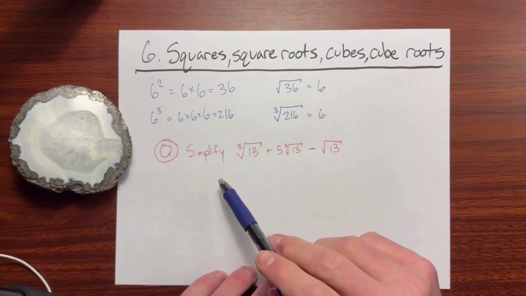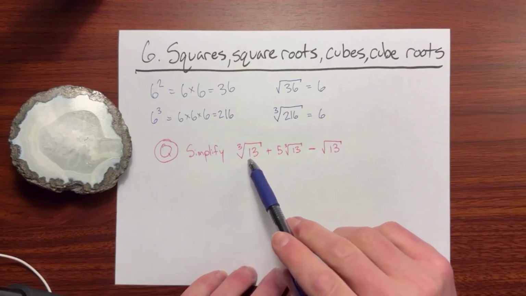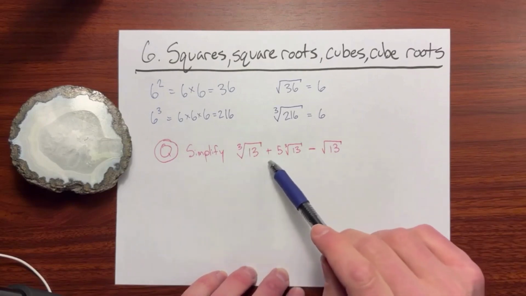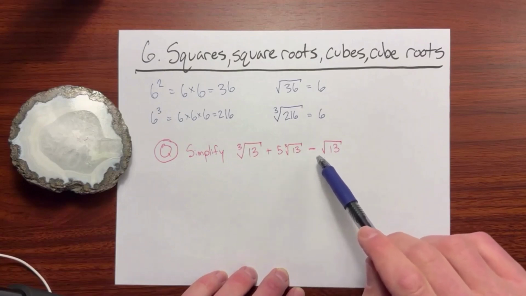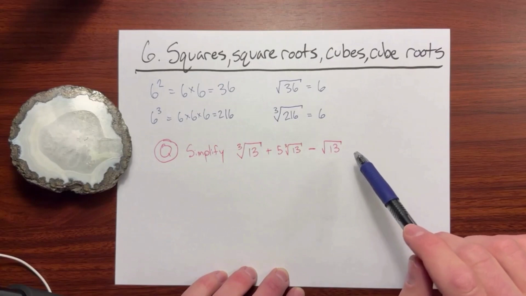An example problem could be: simplify the cube root of 13 plus 5 times the cube root of 13 minus the square root of 13.